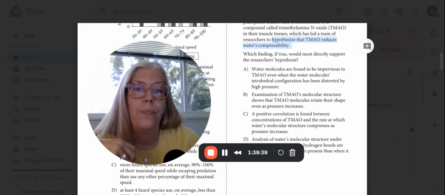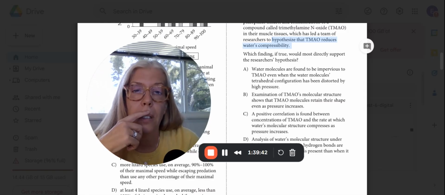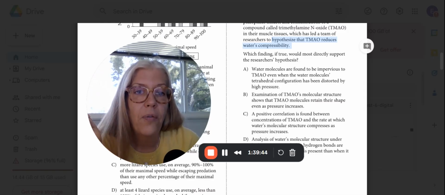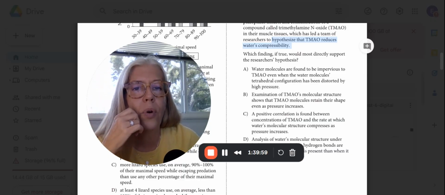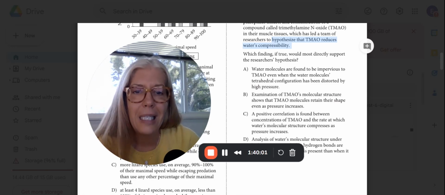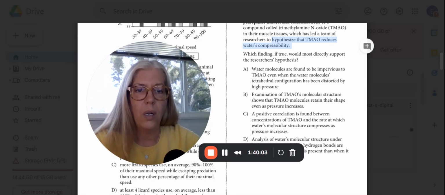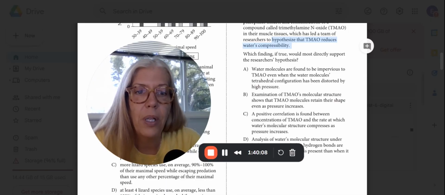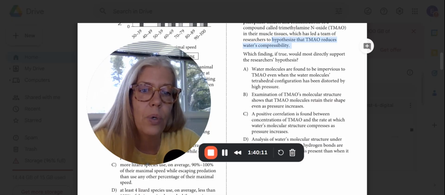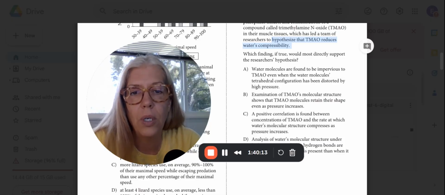A, we're supporting the researcher's hypothesis. Water molecules are found to be impervious to TMAO. I don't think they said the TMAO goes into the molecule. Even when the water molecule's tetrahedral configuration has been distorted by high pressure. No, that's not true. It needs the TMAO, and then it's not distorted by high pressure. So no. B, examination of TMAO's molecular structure shows that TMAO molecules retain their shape even as pressure increases.